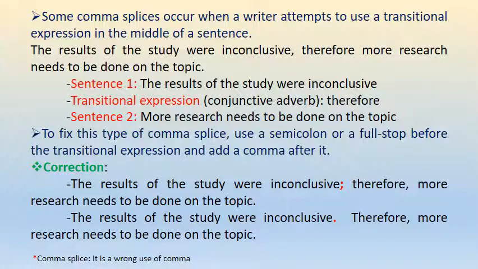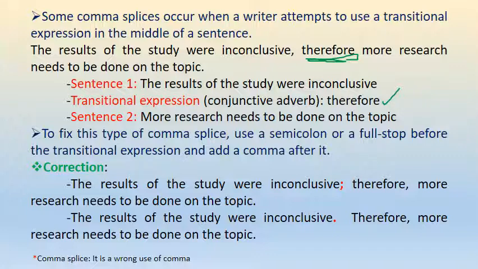Now, comma splices, meaning comma mistakes, occur when a writer attempts to use a transitional expression in the middle of a sentence. What do I mean by transitional expression? Like therefore, whenever, in conclusion, etc. The results of the study were inconclusive, therefore more research needs to be done on the topic. Sentence 1: the results of the study were inconclusive. The transitional expression, transitional signal, remember those, is therefore. Sentence 2: more research needs to be done.